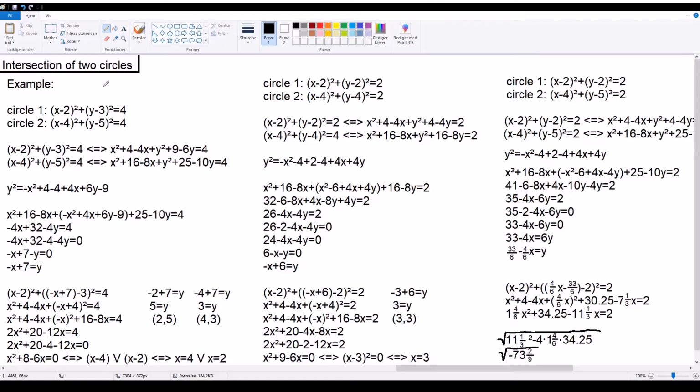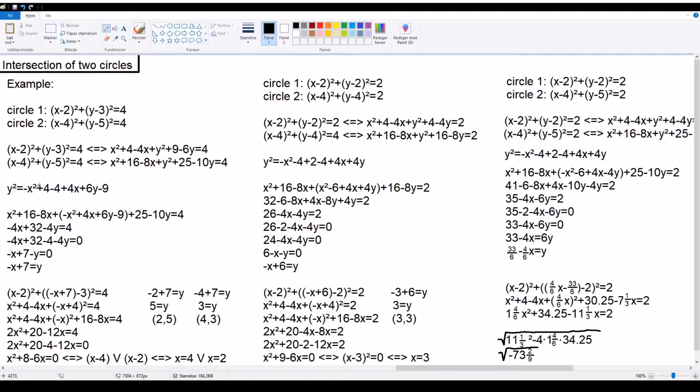So the best way to show this is with another example. We have two circles here, (x minus 2) squared plus (y minus 3) squared equals 4, and (x minus 4) squared plus (y minus 5) squared also equals 4. So first, we want to expand all the brackets in both of these equations. Then we take one of them and we isolate y squared. So we have y squared on one side of the equal sign, and there's no y squared on this side.